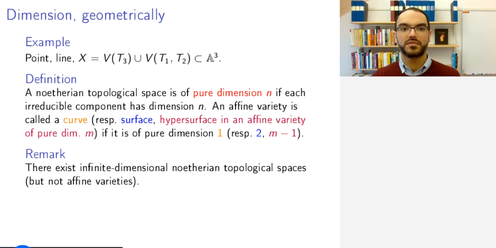And one remark is that there does exist an infinite dimensional Noetherian topological space. That can happen. But as we will see, all affine varieties will be finite dimensional. But this is something that needs to be shown. Noetherianity by itself does not prevent infinite dimension.